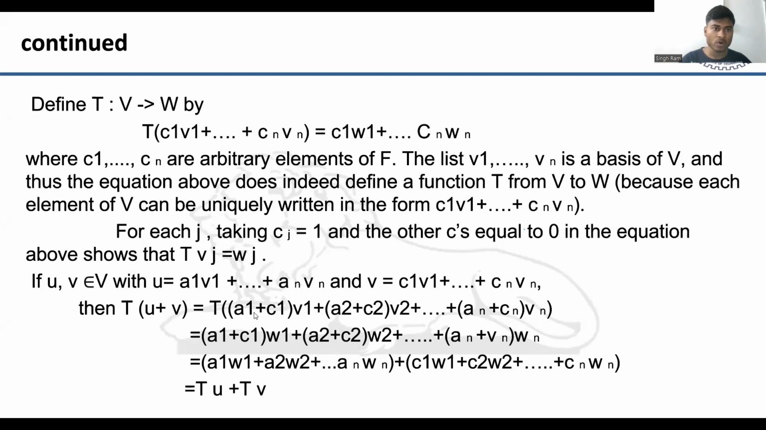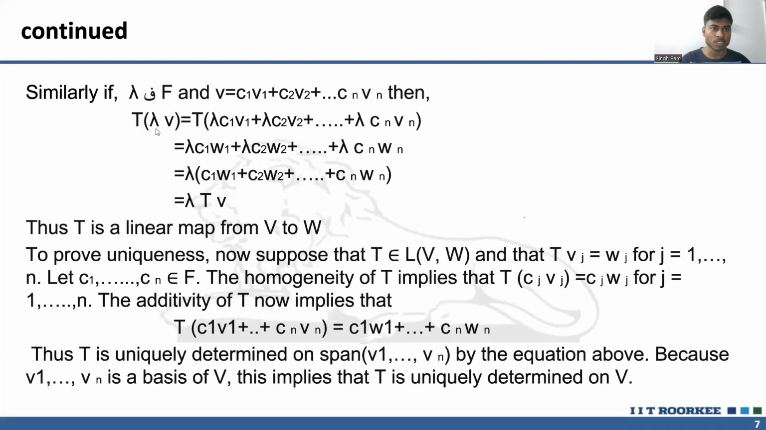And here we already defined our linear transformation, so we can put it like this. Then here also we are using the distributive property on a1 plus c1 multiplied by w1. W1 here is the vector and a1 plus c1 is the scalar. So we can use the distributive property, and this will give the T of u plus T of v. So here we can see that T of u plus v is giving T of u plus T of v. That implies this is a linear transformation, right? This is a linear transformation property.